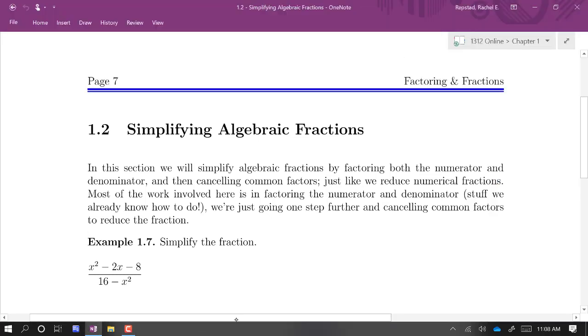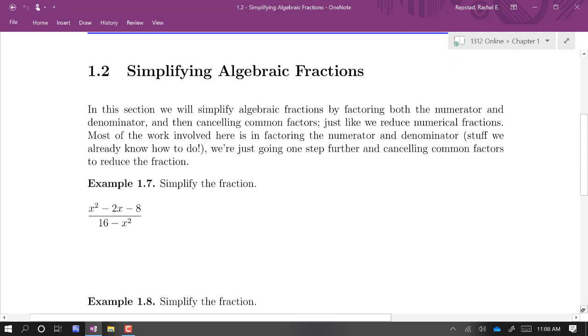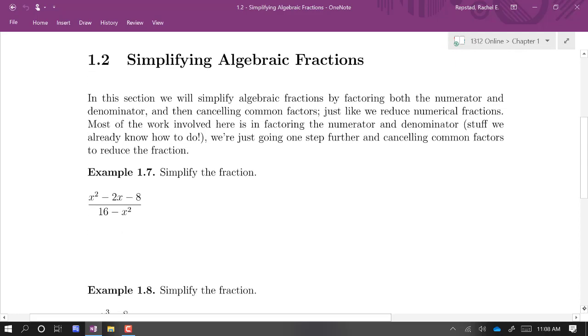Alright, in this section we're going to work on simplifying algebraic fractions. Basically, our strategy is just to factor the numerator and denominator, which we already know how to do, and then go one step further. We're going to cancel out common factors. So we'll start out.